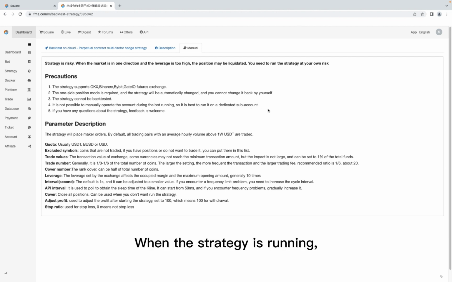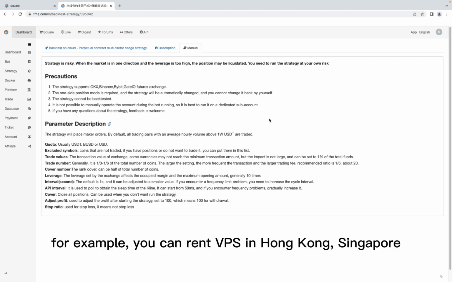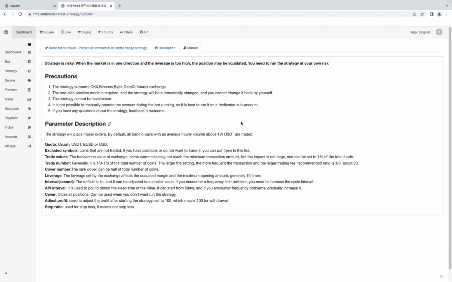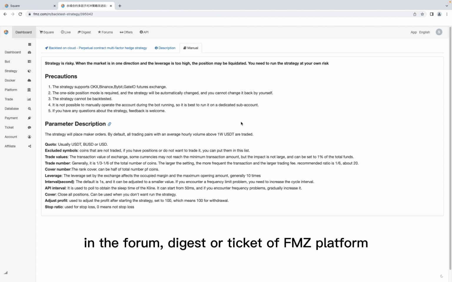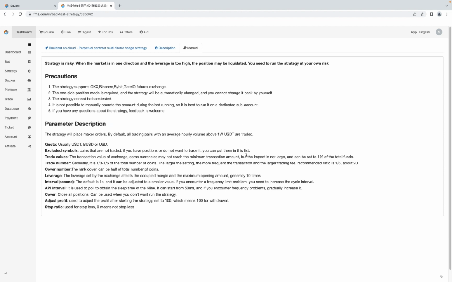When the strategy is running, it needs to be deployed on overseas servers. For example, you can rent a VPS in Hong Kong, Singapore, or other regions. Alibaba Cloud or Amazon can be used too. If there is any problem with the strategy, you can also leave a message in the forum digest or ticket of the FMZ platform for feedback.